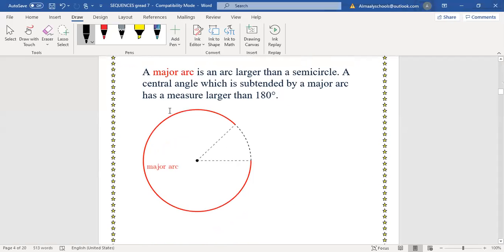So where is the central angle subtended by the major arc? The central angle here is the reflex angle. Can you see it? All of this? Understood? And this angle is more than 180. The name of this angle is reflex angle, and the measure of the reflex angle is more than 180. So what about this X? This X is an acute angle, and it's subtended by the minor arc, but the reflex angle is subtended by the major arc. Is it hard, my sons?